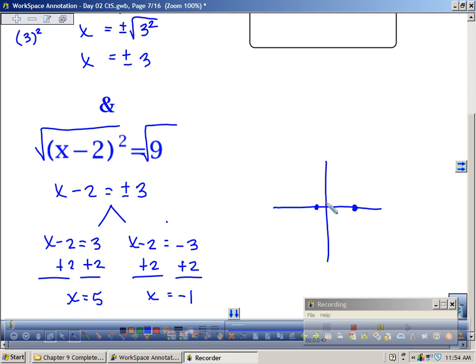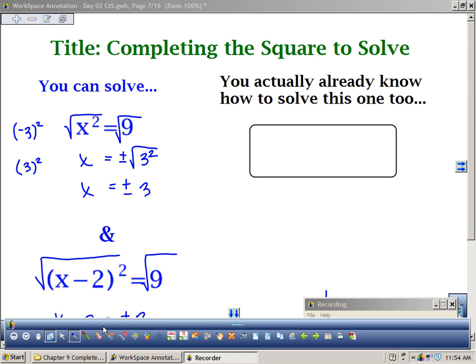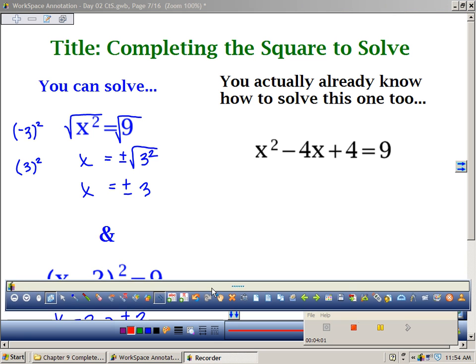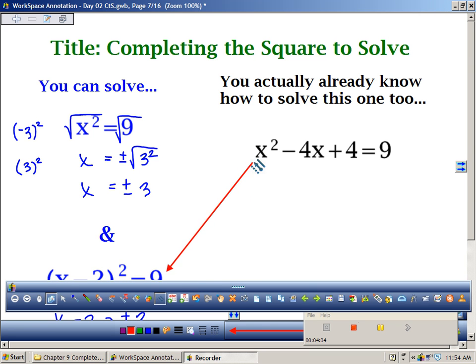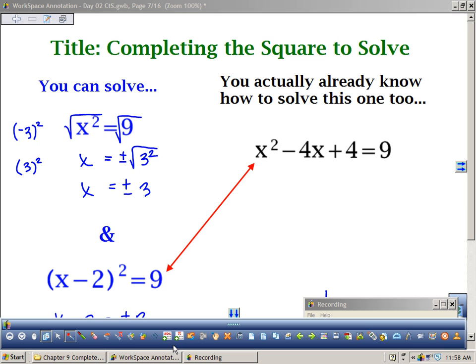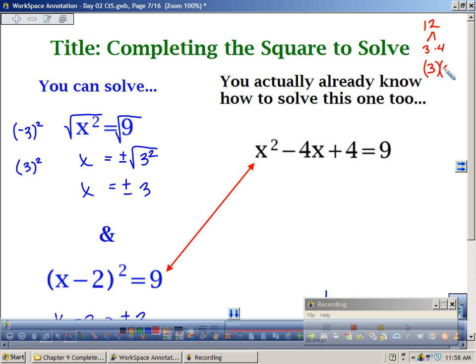So this parabola is either going to be smiling or frowning, which takes me to my next part of my problem. What if I told you that these two things are the same thing? What's the factored form of 12? 3 and 4? Could I write that like this? This is the factored form of this.